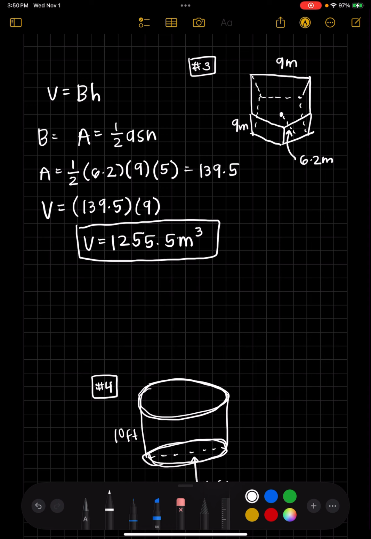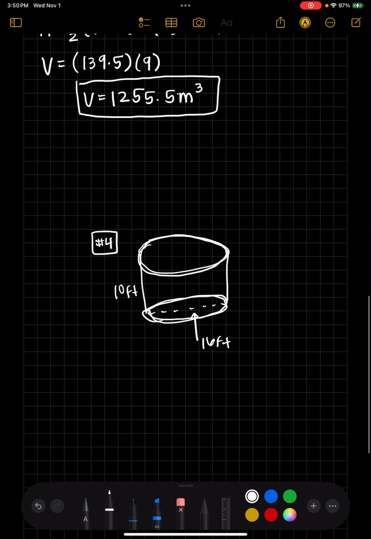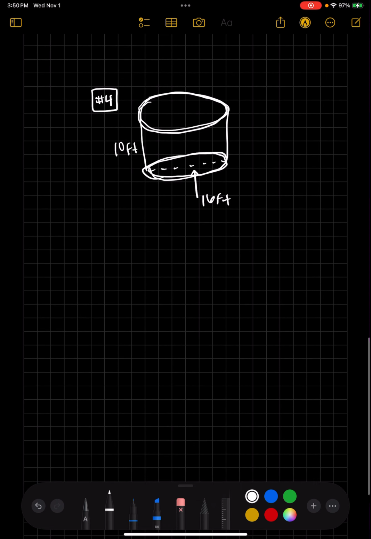All right, okay, one more, and this guy we're gonna find the volume for as well. So let me write down the volume formula. It's pi r squared h. So we need an r and an h. The h is this 10 right here. That's the height from circle to circle.